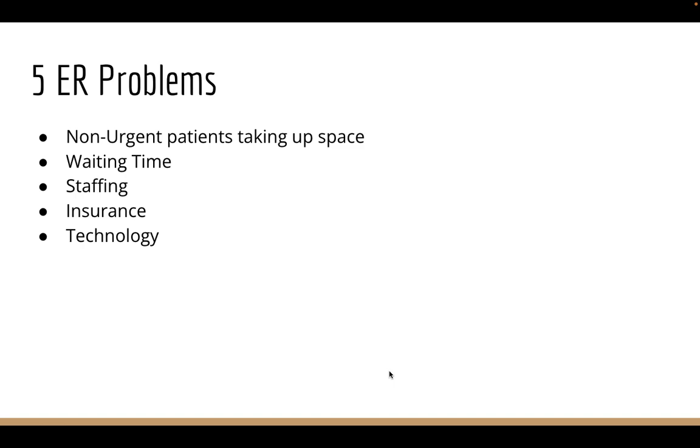The next issue is waiting time. This issue could be solved through a more effective triage system in which there's possibly more triage nurses employed, which can take as many triage patients or new patients at a time to work through more effectively. Also with this, more triage rooms.